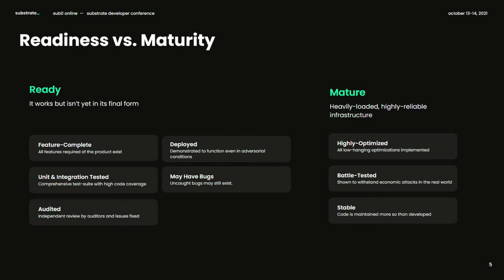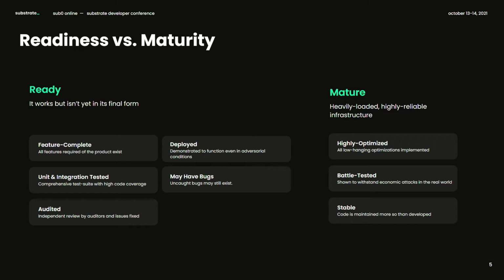It's been audited. There have been independent reviews by security professionals who have a high regard within the space, and it's been deployed, right? We've demonstrated it to function even in adversarial conditions. We come up with the different ways that someone might attack the system, and then we actually implement those attacks, and then we see if the system keeps working. And actually, if you go and look at the Rococo testnet right now, there are adversarial nodes trying to destroy the network as we speak. They have not been successful.